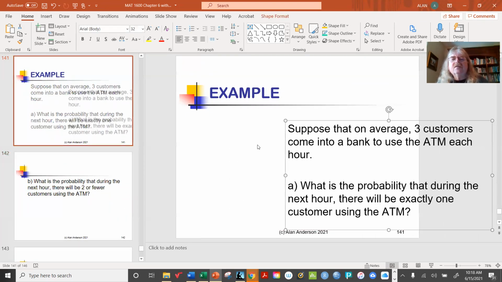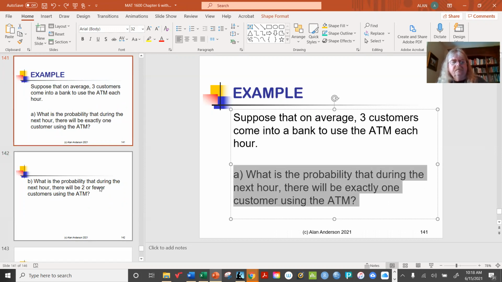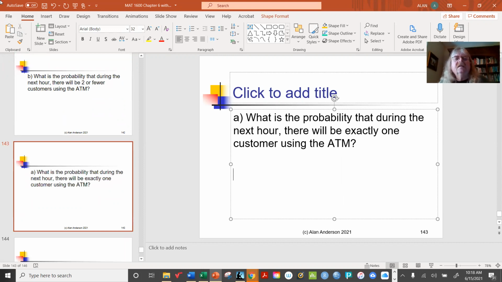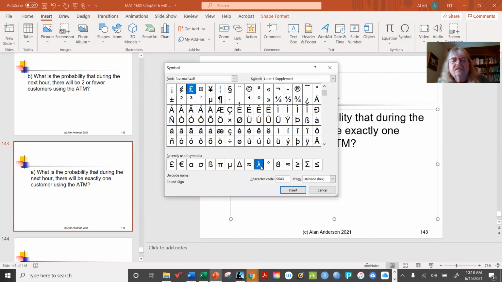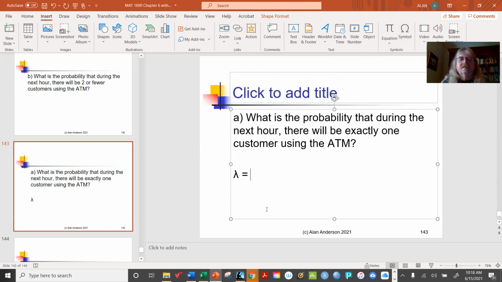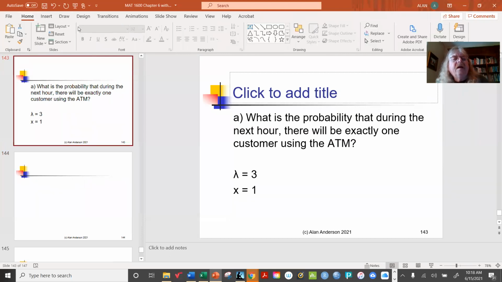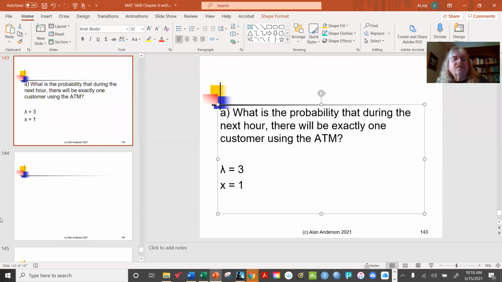So we know that lambda equals 3. You just get that in there. So we're looking for x. Now x equals 1 because we're trying to figure out the probability that x equals 1. So if we go to our calculator and we use second VARS to find this probability, here's what will happen.